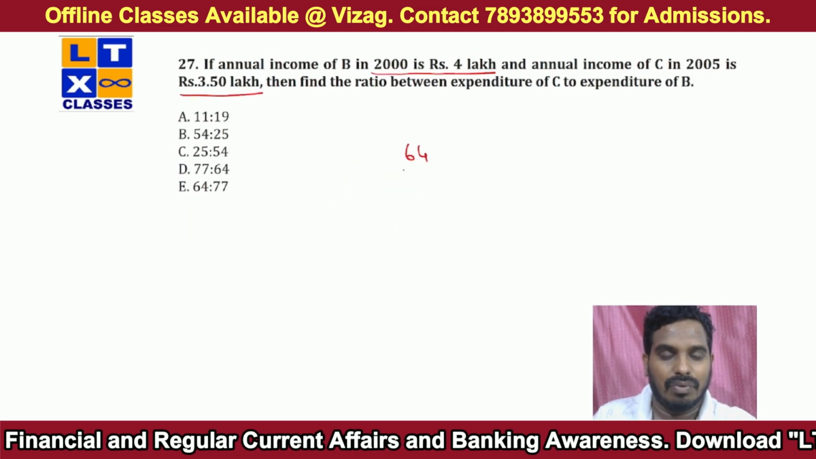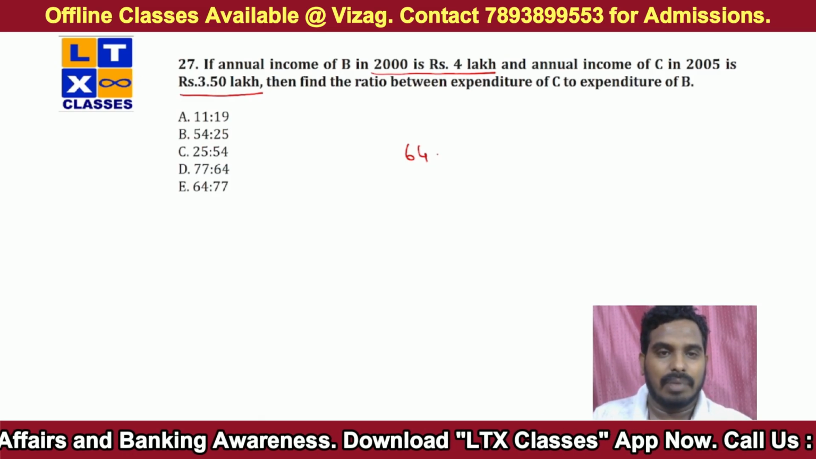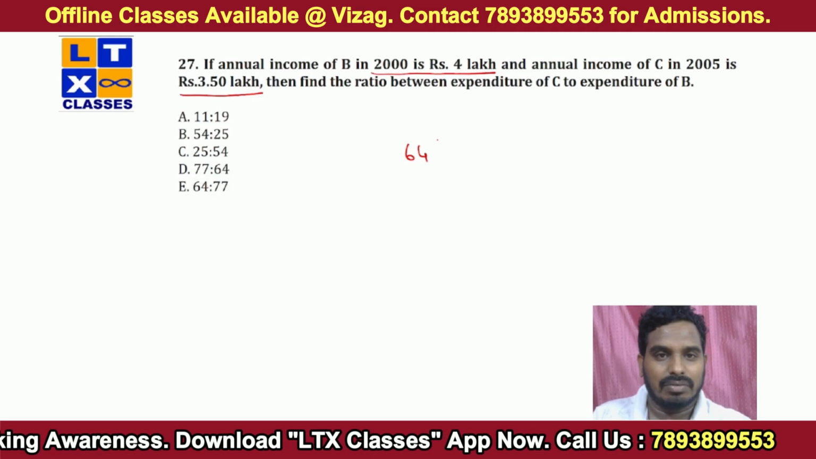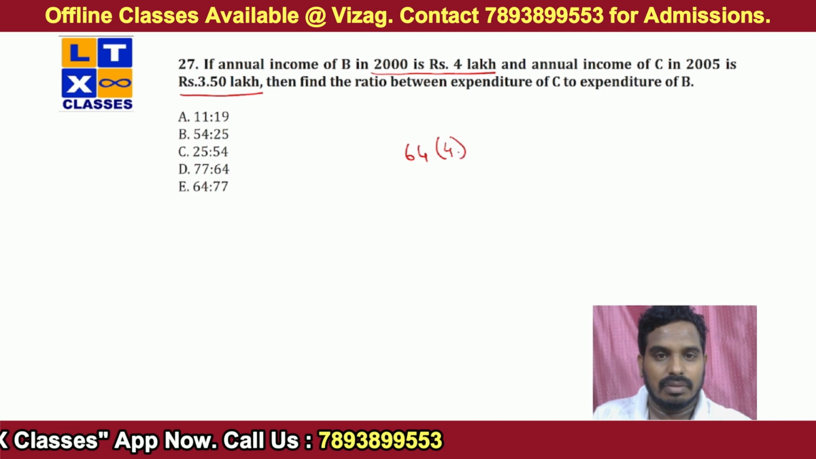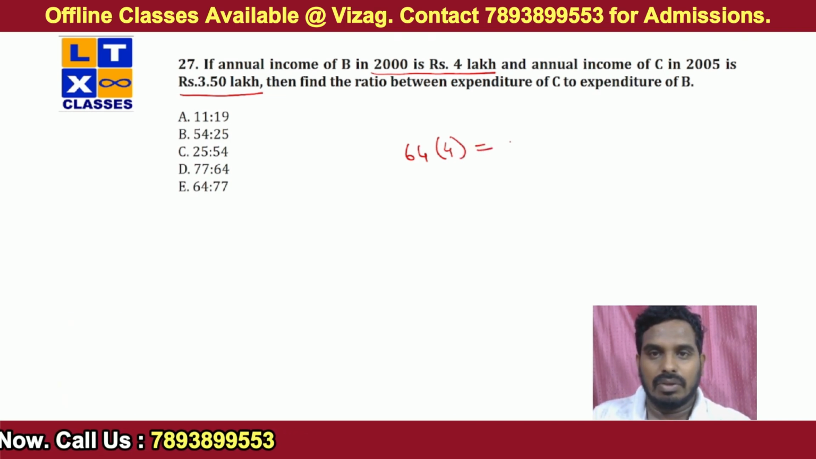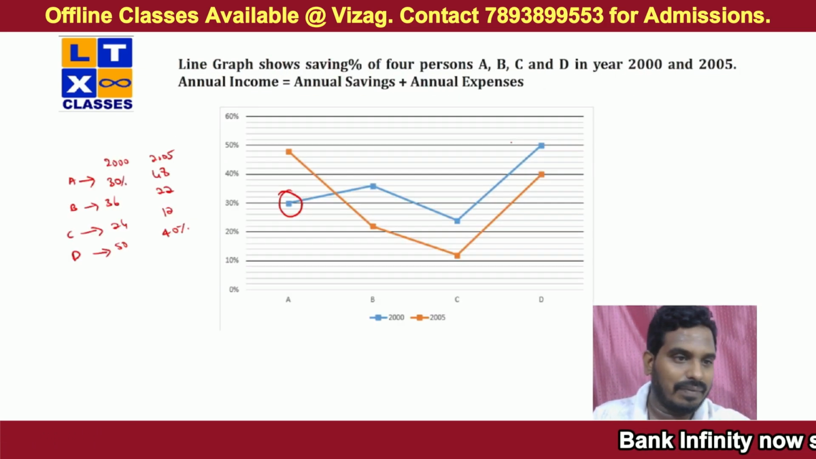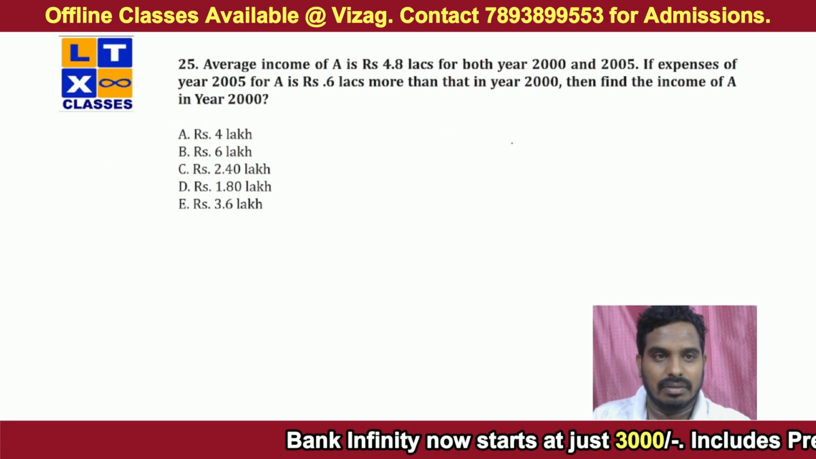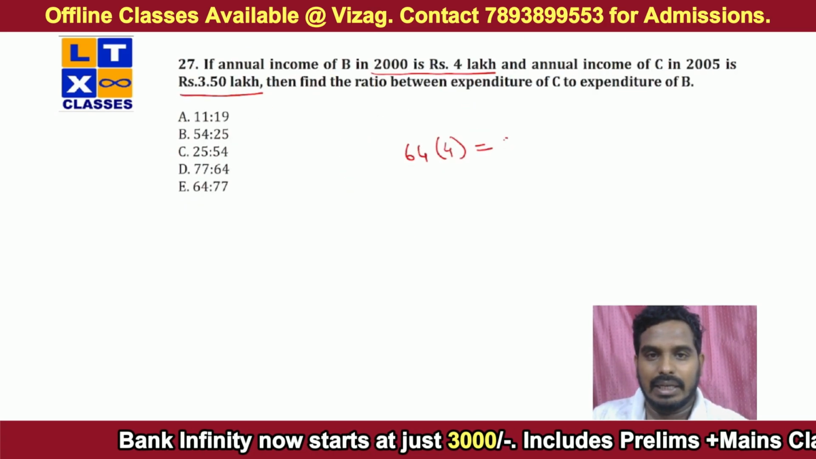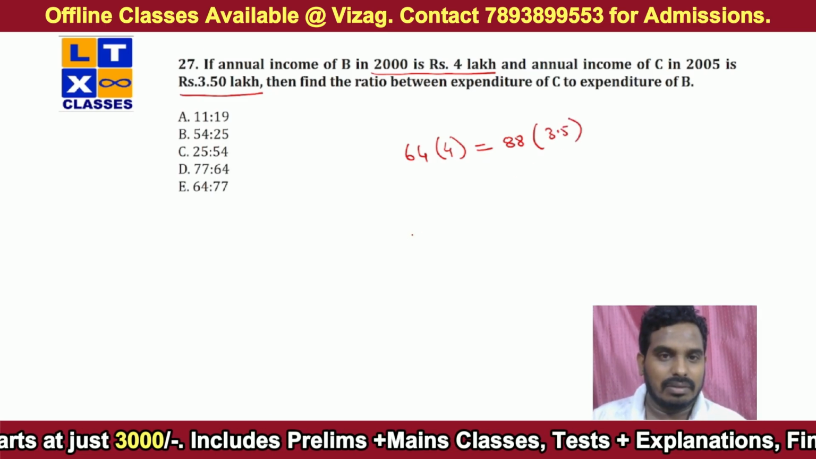So 64, anyway, percentage will be on both sides. Anyway, they will get cancelled. So I'm not dotting it. So 64 into 4 lakh equals to what would be the expenditure of C in 2005? Expenditure of C in 2005, 12, right? 88% of 3.5 lakhs. This is fine, right?